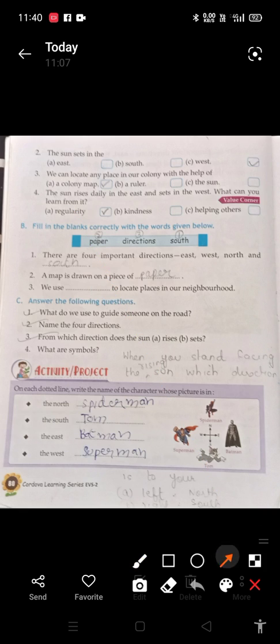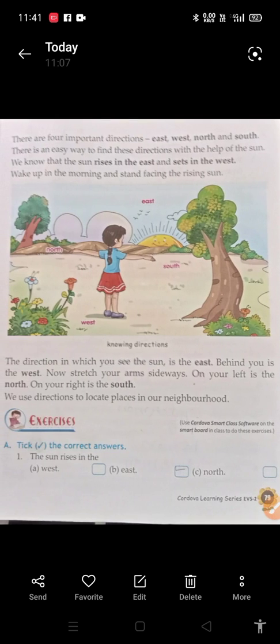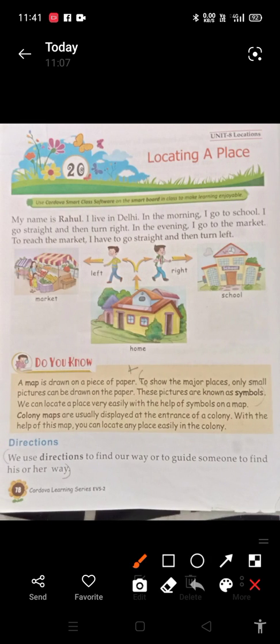Now fill in the blanks. There are 4 important directions: east, west, north, and south. A map is drawn on a piece of paper. We use dash to locate places in the neighborhood. We use directions to locate places in the neighborhood. What do we use to guide someone on the road? To guide someone on the road, we use directions. You can find this answer on page number 78 in the last line of the page.